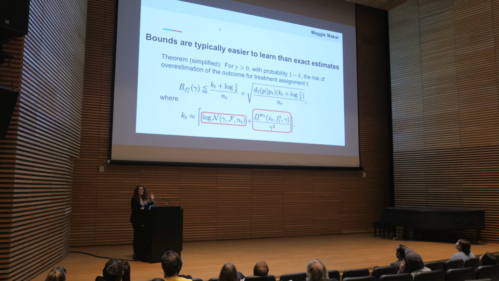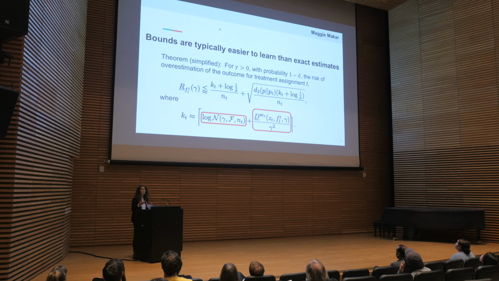Now, I'm going to very quickly flash a simplified version of our theorem. Don't get scared, just stick with me. What this is saying is basically that the risk of overestimation depends on this k term. And what you'll notice is that this k term takes as a function gamma. Gamma is related to the confidence with which we want our bounds to correctly cover the data. And the two terms that you want to look at are the two ones that are highlighted.